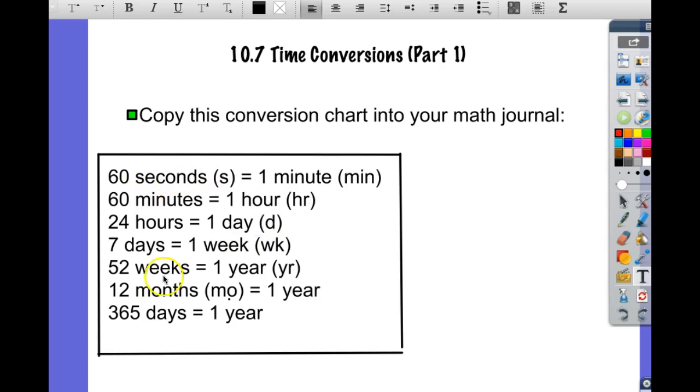I need you to have all of these in your math journal, and please, please, please make sure that you copy it down neatly and copy it down somewhere where you'll be able to find it tomorrow in class, because we will be using this conversion chart in class and I need you to have it written down somewhere where you can find it. So go ahead, pause the video and write down the conversion chart into your math journal.